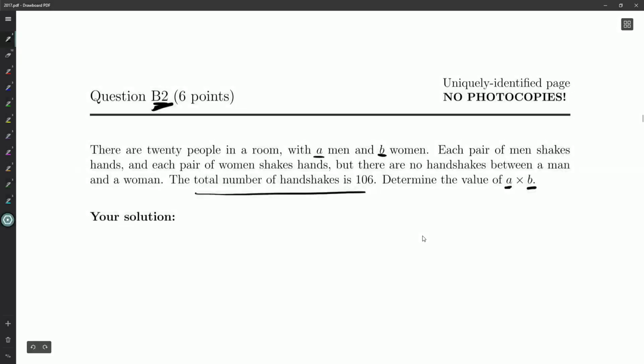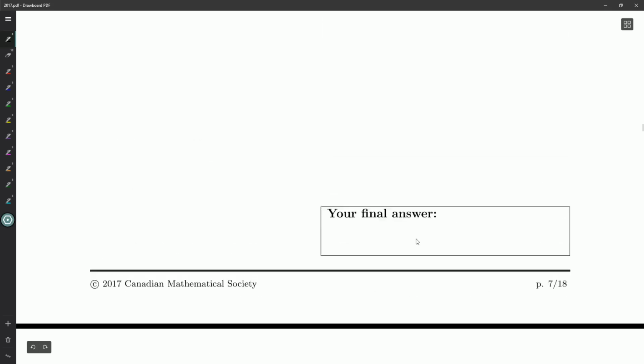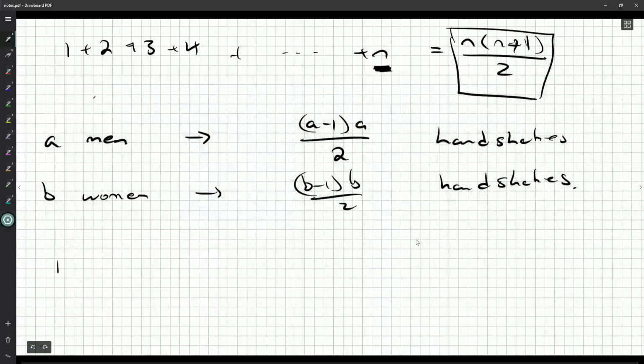Right? So that's what we've been told. The men shake hands, the women shake hands, no handshakes between the men and the women. So there's no overlap there. Alright, and what do we know? We know there's 106 handshakes in total.